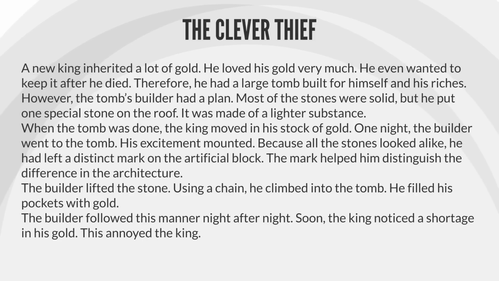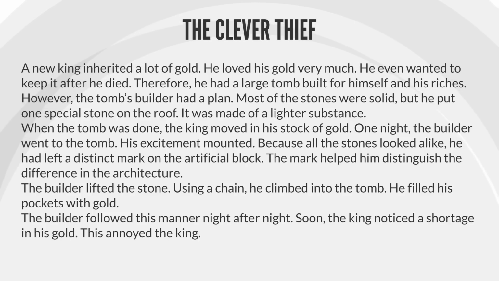The clever thief. A new king inherited a lot of gold. He loved his gold very much. He even wanted to keep it after he died. Therefore, he had a large tomb built for himself and his riches. However, the tomb's builder had a plan. Most of the stones were solid, but he put one special stone on the roof. It was made of a lighter substance.